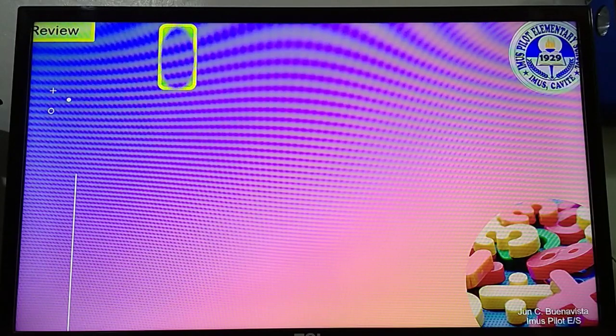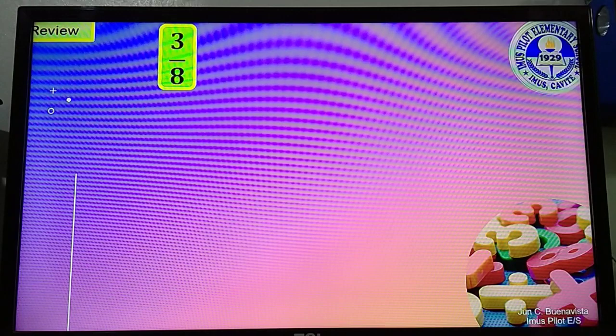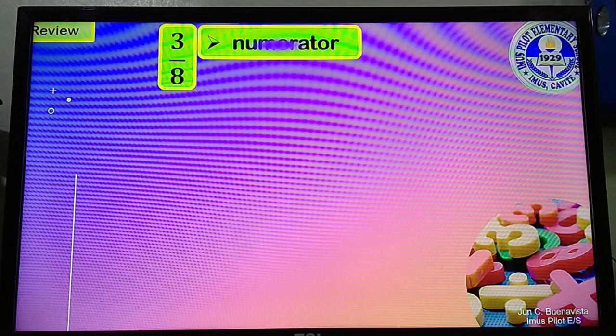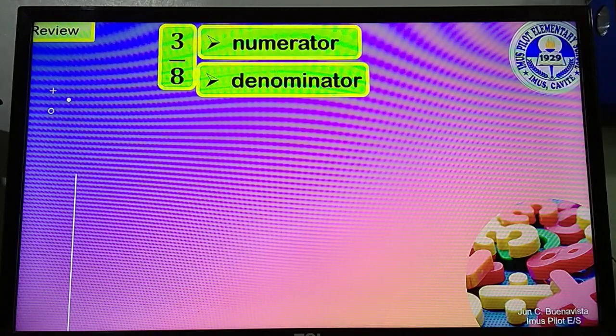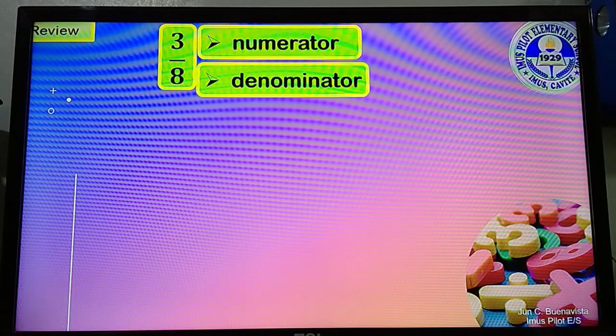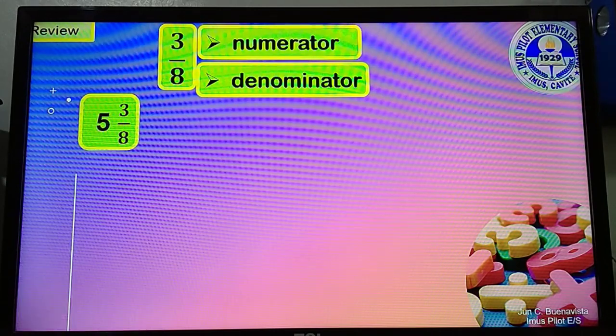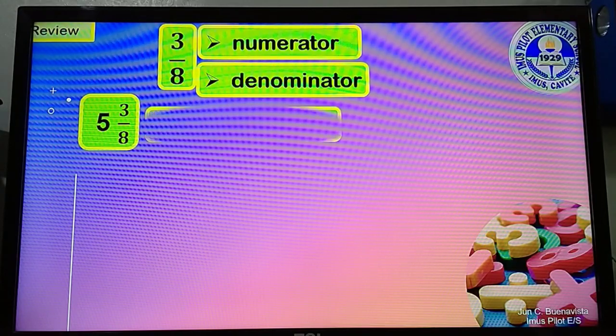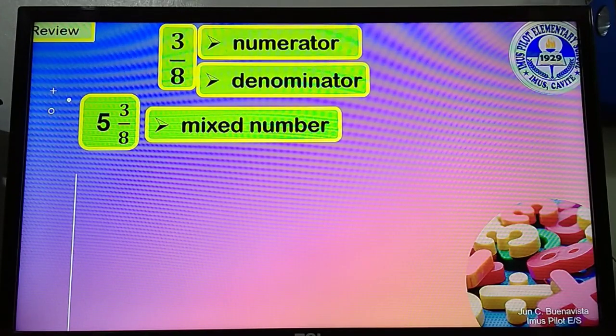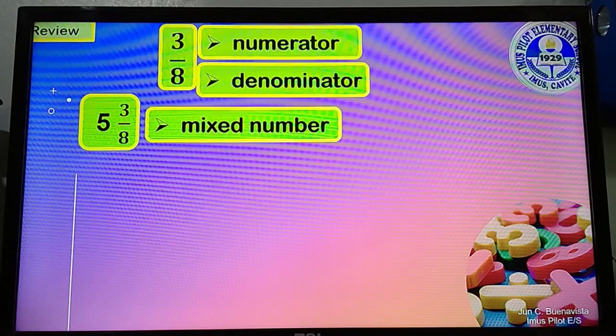So I have here an example of fractions. 3/8. So 3 is the numerator. Ibig sabihin, the shaded part is 3. Then 8 is the denominator. Ibig sabihin, 1 whole is equally divided into 8 equal parts. Then I have here an example of a fraction with a whole number, and we call that a mixed number, because it is a combination of a whole number and a fraction.